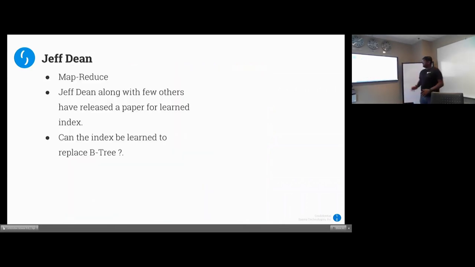Jeff Dean, along with a few others, released a paper on learned index. I should list down the authors, but I didn't have time. And he's not even the last author on this paper, which is fairly important. The first author gets a higher contribution. Some papers specifically say it is all equal contribution. When you add your name as the last author, that means you advised the team and didn't actually do a lot of work. But in this case, he's not the last author, so a lot of the ideas came from him.